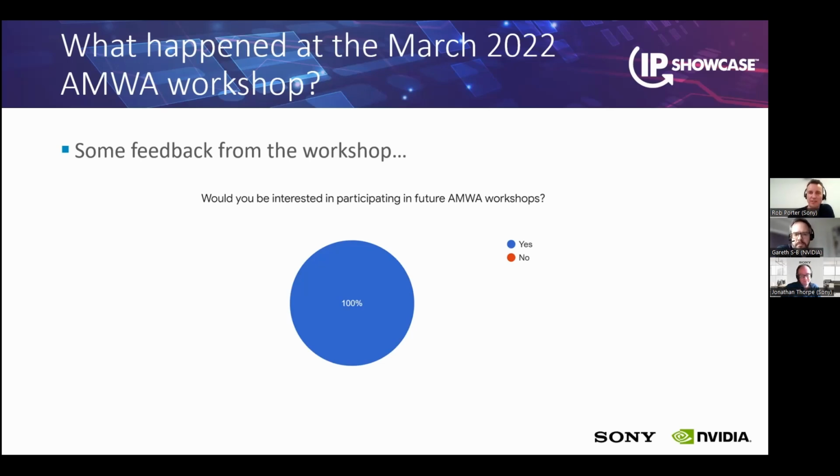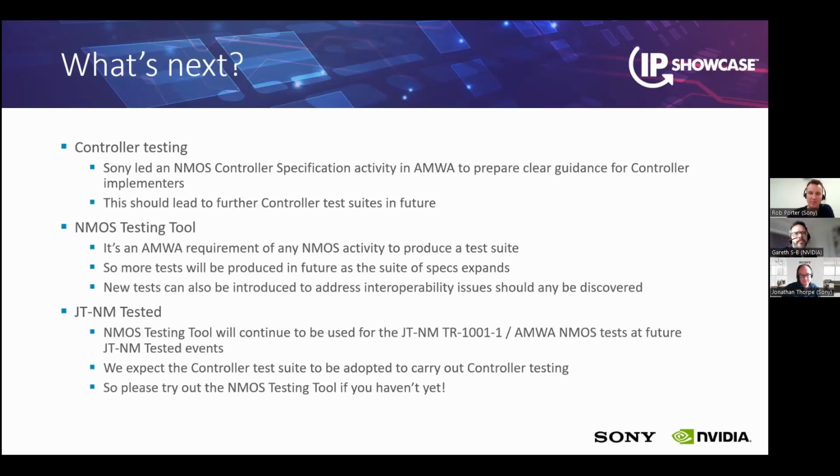Thanks, Jonathan. So what's next? Well, back to Jonathan again. Would you like to say a little bit about how controller testing might progress in future? Yeah, sure. Currently implemented are test suites that cover the parts of IS-04 and IS-05 that were tested in previous JT-NM Tested events. And the vision is to have test suites for each NMOS specification. To help towards this, Sony recently led an activity in AMWA to help define controller-specific requirements for each of the NMOS specifications. And the aim is then to underwrite these controller-specific requirements with their own test suites.